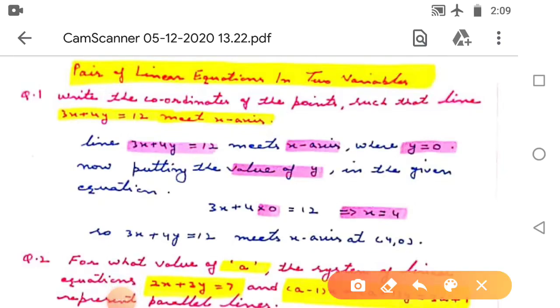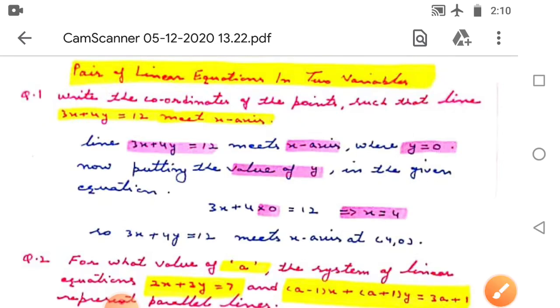Hello students, let us discuss some of the important questions of the chapter pair of linear equations in two variables. So let us start with the first question. The question is, write the coordinates of the point such that line 3x plus 4y is equal to 12 meets x-axis.